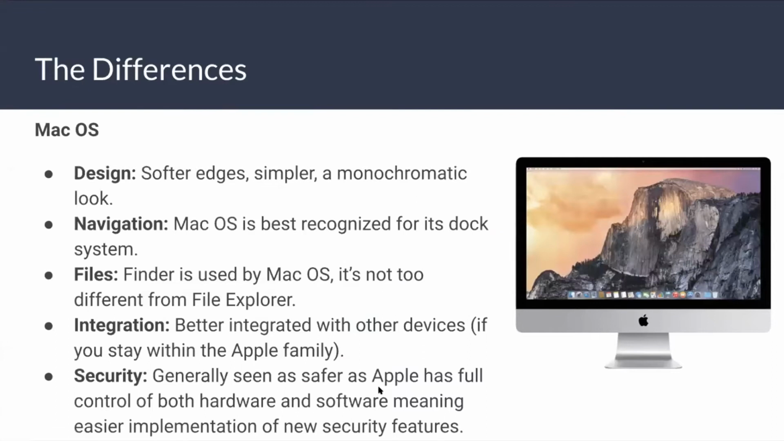Now the differences. Firstly, for macOS, starting off with its design. It has softer edges, a simpler and more monochromatic look. Its navigation is best recognized for its dock system, as you can see here on the bottom bar in this screenshot. For its files, it has a Finder, which is used by macOS, and it is not too different from File Explorer on a Windows device.